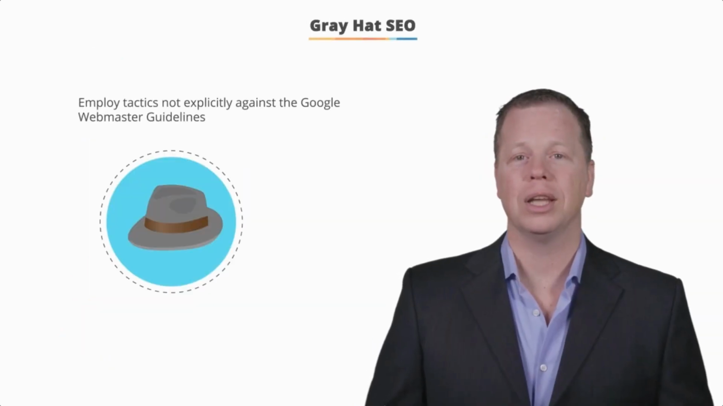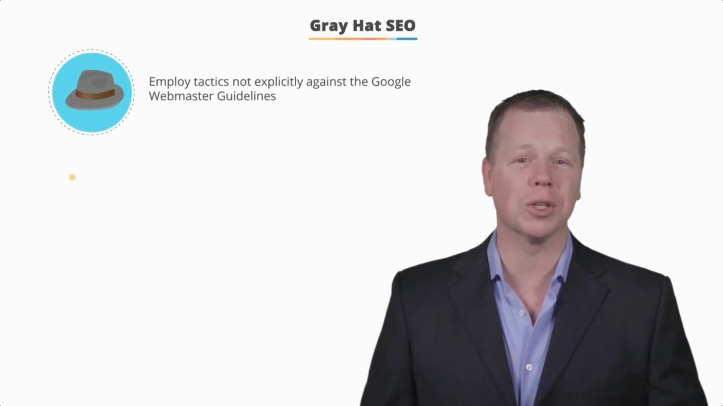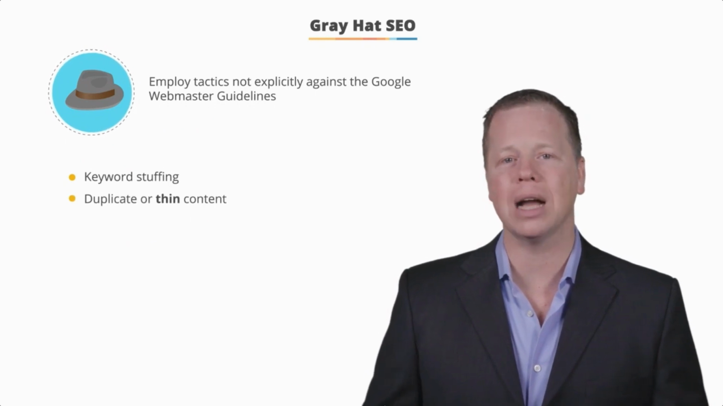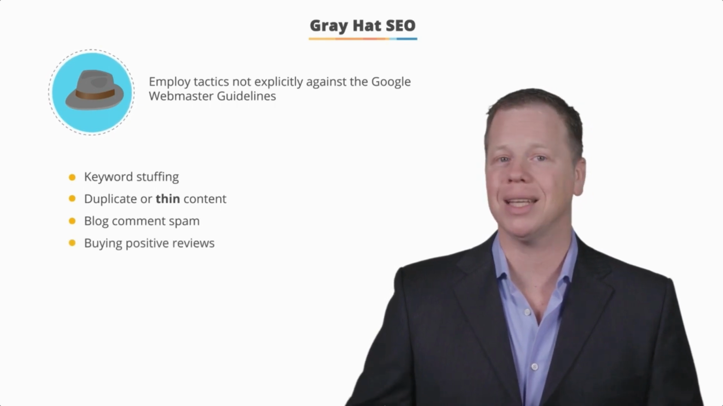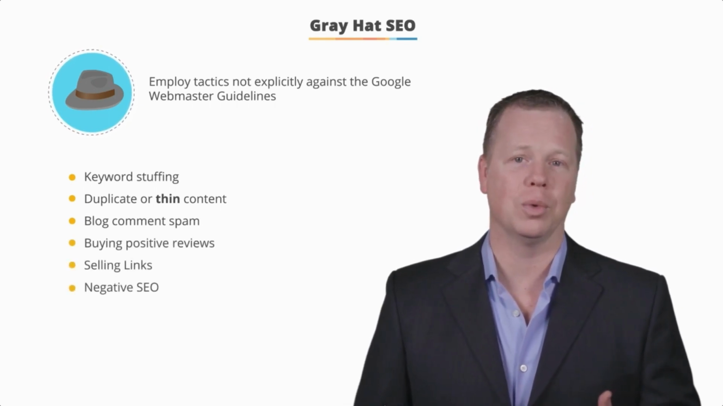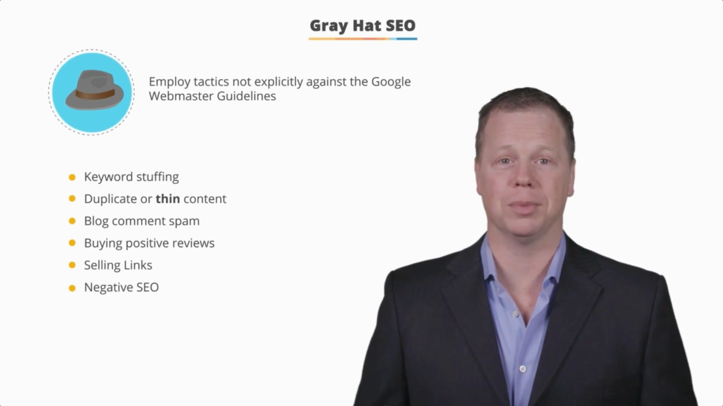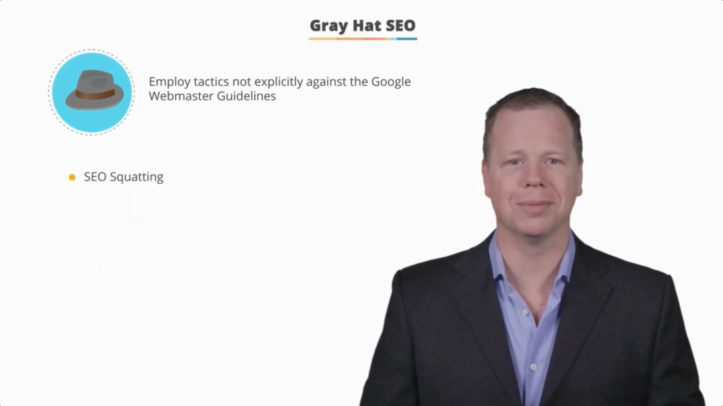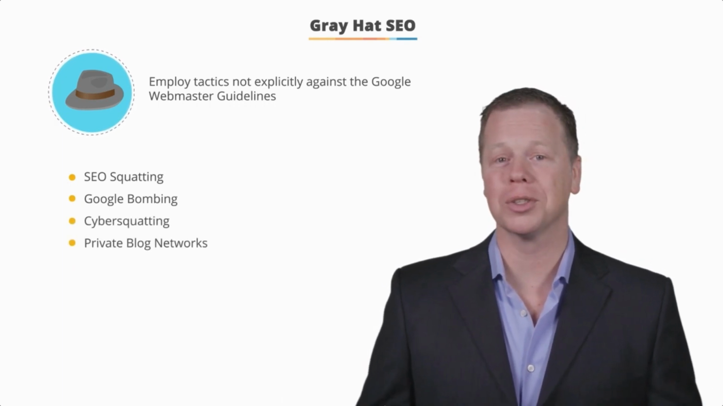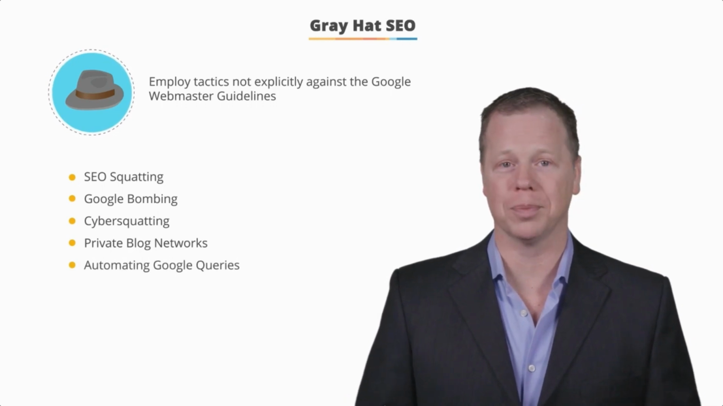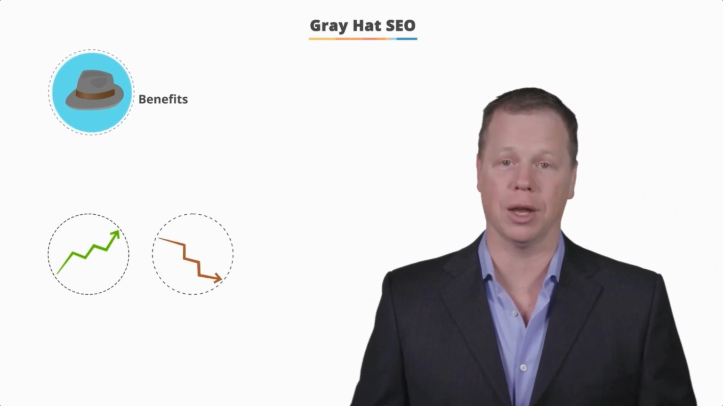Gray hat SEOs may still use marginal tricks and techniques to fool the search engines, such as keyword stuffing, duplicate or thin content, blog comment spam, buying positive reviews, selling links, and negative SEO, which is maliciously harming competitors. They may also use other tricks, such as SEO squatting, Google bombing, cyber squatting, private blog networks, and automating Google queries. While some of these tactics may help with your rankings, it is certainly not a guarantee.